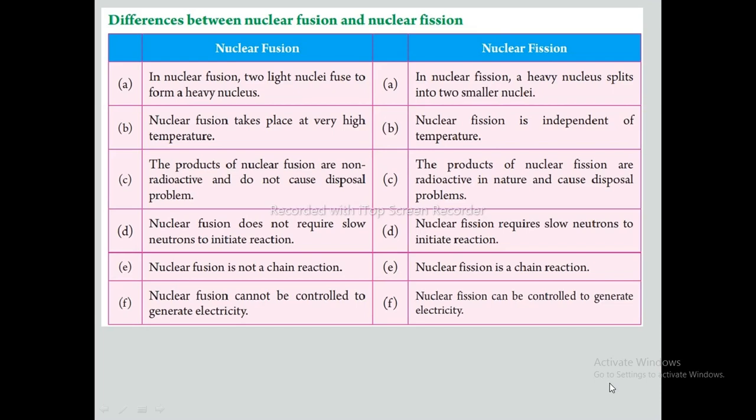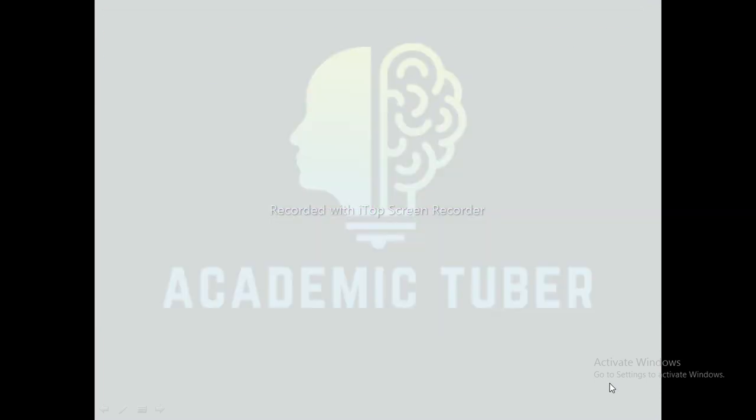Nuclear fusion does not require slow neutrons to initiate reaction, whereas nuclear fission requires slow neutrons to initiate reaction. Nuclear fusion is not a chain reaction, but nuclear fission is a chain reaction. Nuclear fusion cannot be controlled to generate electricity, whereas nuclear fission can be controlled to generate electricity.